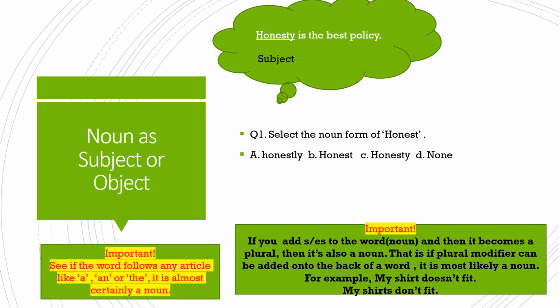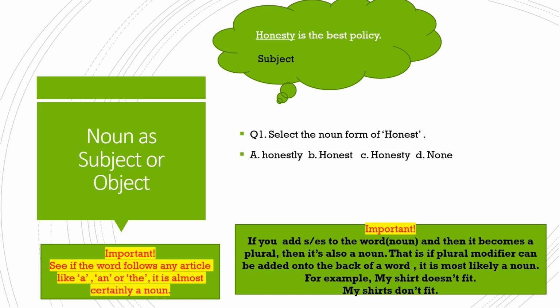Okay, how do we define a noun? A noun is simply called a naming word. It can be the name of a place, person or a thing. We are all familiar with this definition. But the question is how to identify a noun in a sentence.